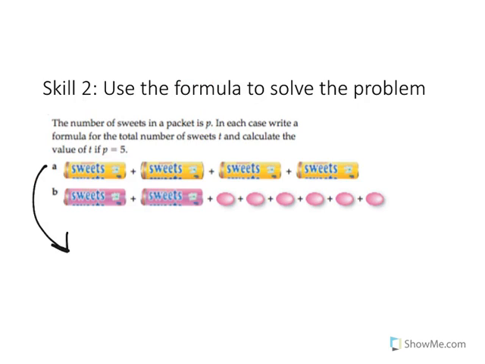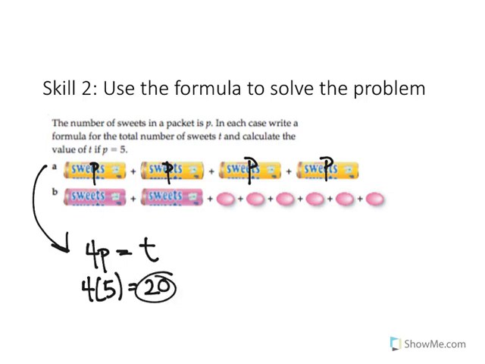So for A, first of all, our formula, if each of these represents P, that means P plus P plus P plus P, which is 4P, is equal to our total T. Then if we knew that P was 5, we would write 4 times 5 is equal to 20. So our total would be 20. And this is our formula for part A.